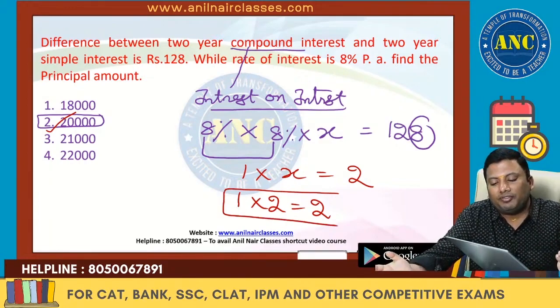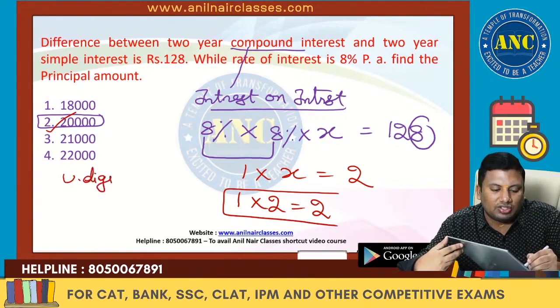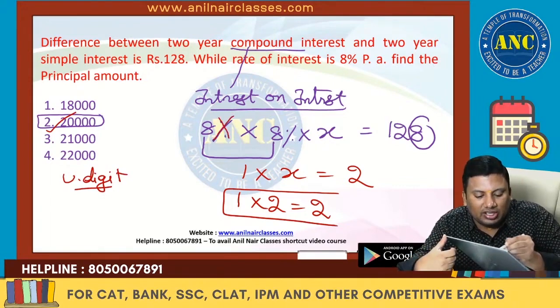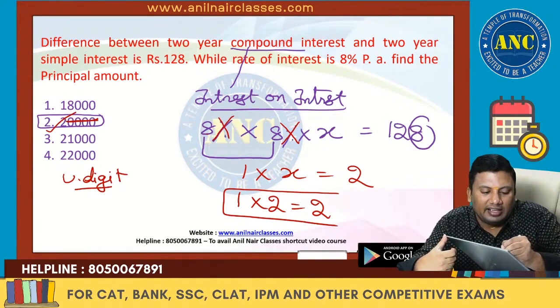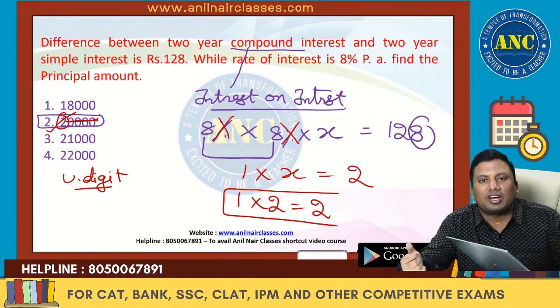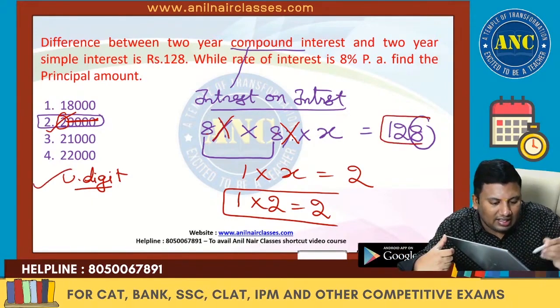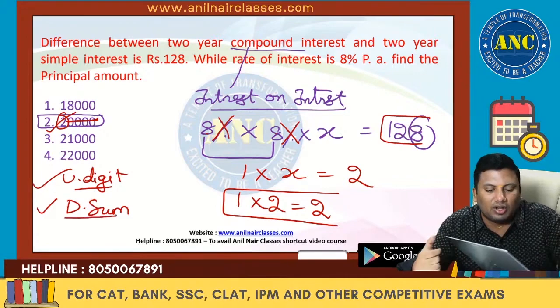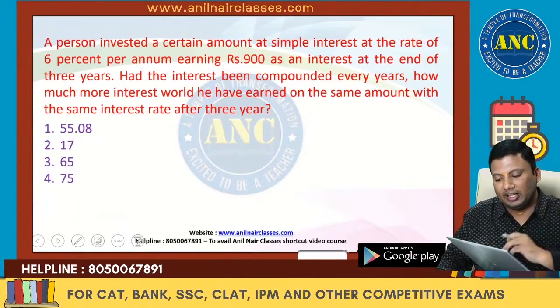Either you can pick from the answer options, or you can use the unit digit logic, or you can do it this way. See here, sir, percentage is 200s. 200s, 4 zeros are eliminated. 8 8s are 64, 64 2s are 128. That is how I got the answer. Either unit digit logic or digital sum logic you can use to solve these questions. I hope the idea is clear.